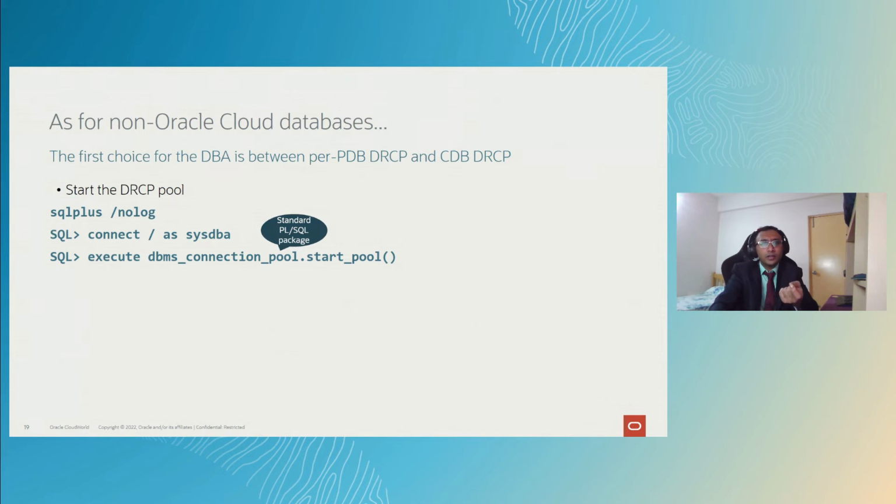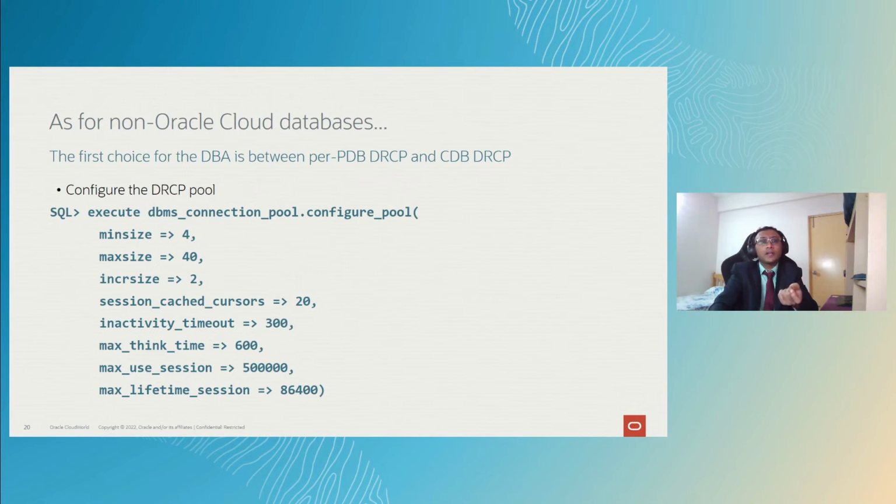So here we are using the start pool method of the dbms_connection_pool PLSQL package to start the DRCP pool. Next, to stop the DRCP pool, you use the stop pool method within the same package. You can also configure various inbuilt parameters of DRCP using the configure pool method of the same PLSQL package dbms_connection_pool. For example, you can configure the minimum number of connections, the maximum number of connections, and the various timeouts for each connection, whether it be inactivity or think time, in one go using the configure pool method. But in this case, you have to give all the inbuilt parameters of DRCP.